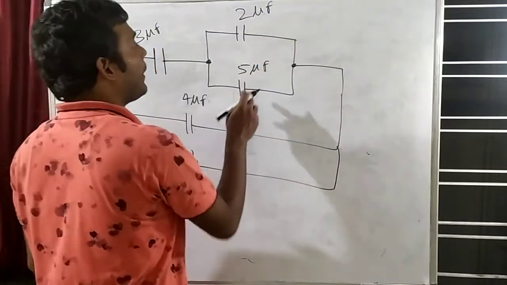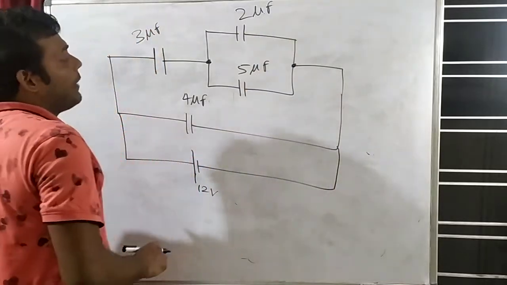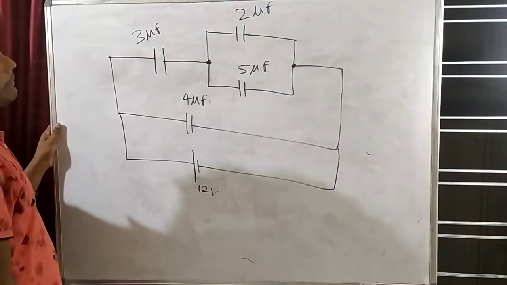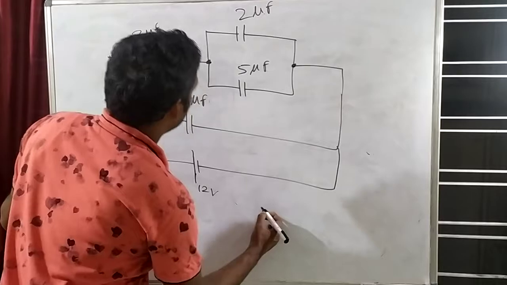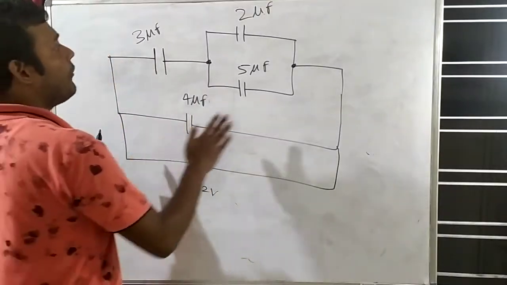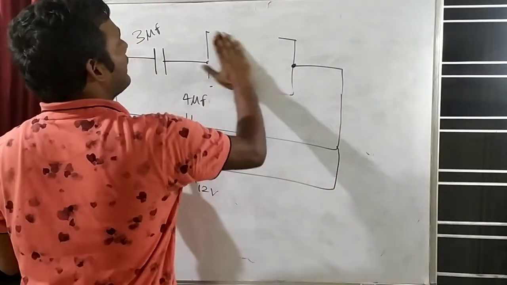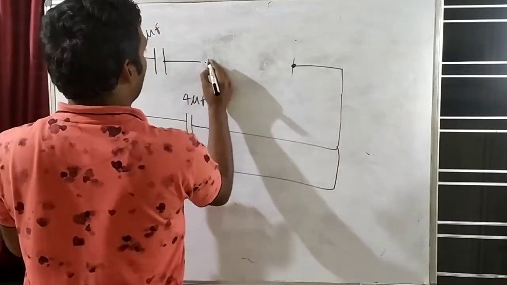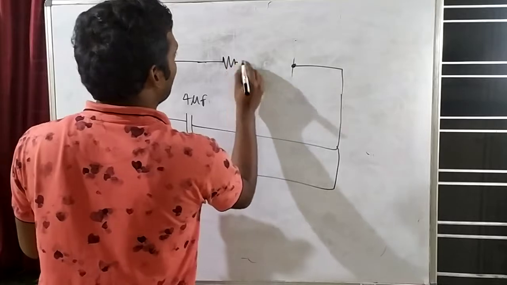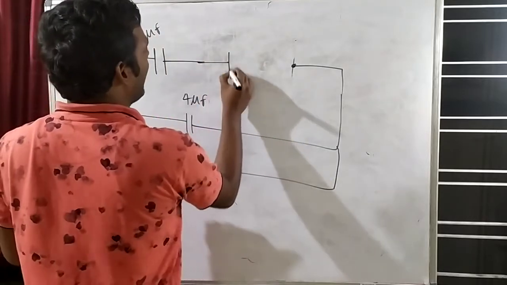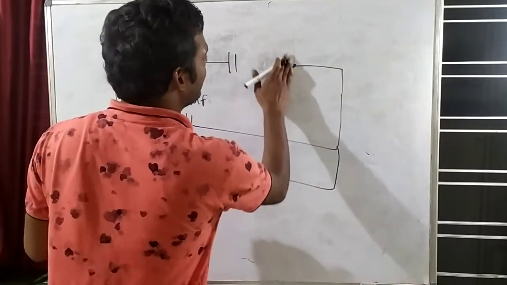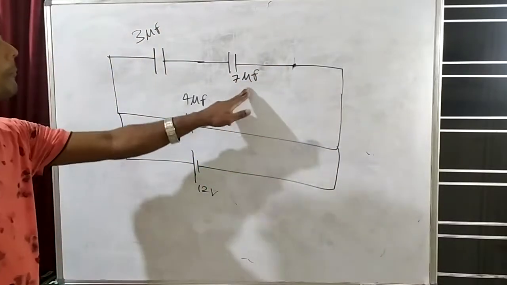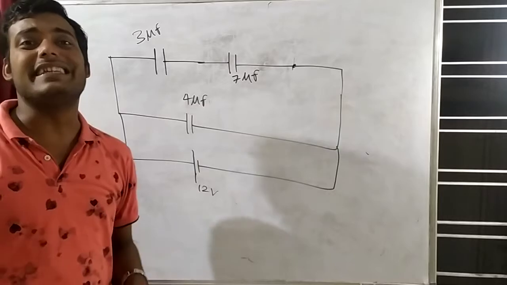So 2 plus 5. What will be C equivalent? 2 plus 5 will be 7. So we will delete this 2 and their equivalent will be 7 microfarad. On this place we will write that this equivalent is 7 microfarad. Now 7 microfarad and 3 microfarad are in series.